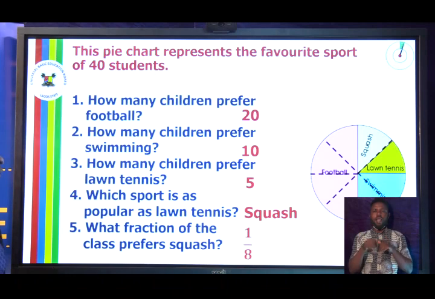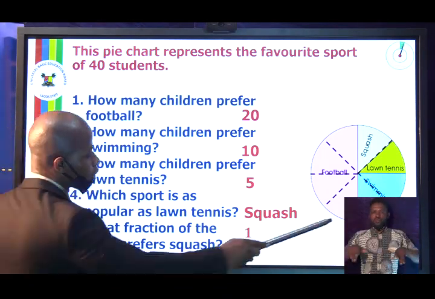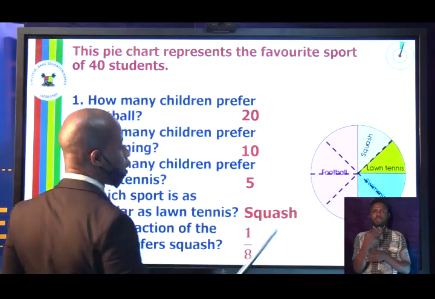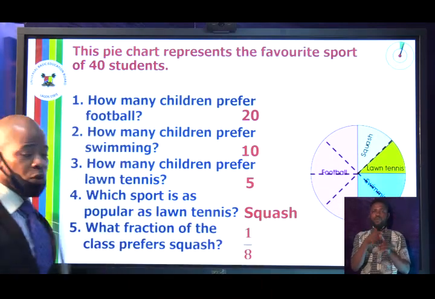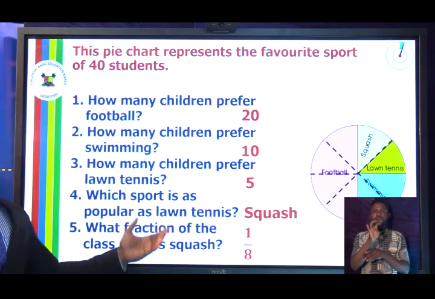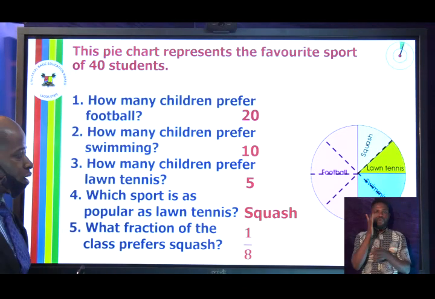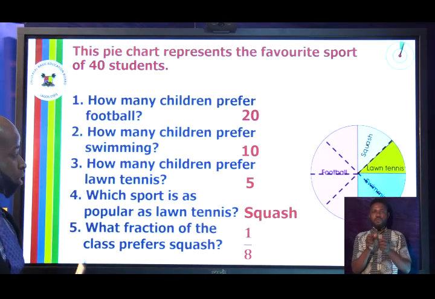Now, how many children prefer swimming? We look for the swimming pie. It's this one, and that is taking 2 out of 8. When you take 2 out of 8 and scale it up to a scale of 40, you will get 10. 2 over 8 times 40, you get 10. We've already done this last week, so you should have no problem with that.